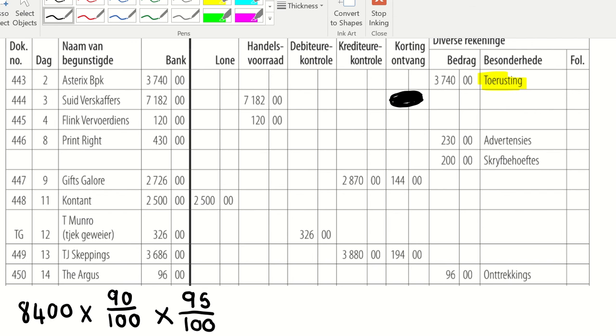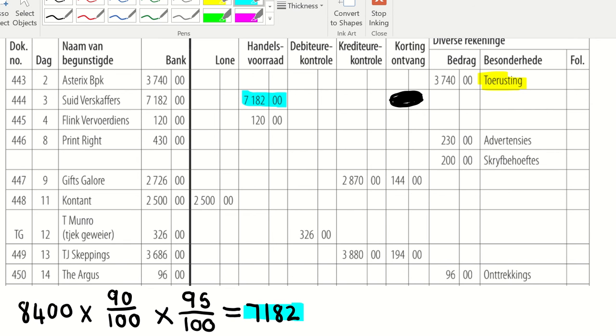So if you enter that on your calculator, then you would get the amount of 7182, which is what you want there. Okay, so this amount is the same as this. What you guys could have now done is you could have multiplied it with 85 over 100. But if you did that, you wouldn't have got the right amount.